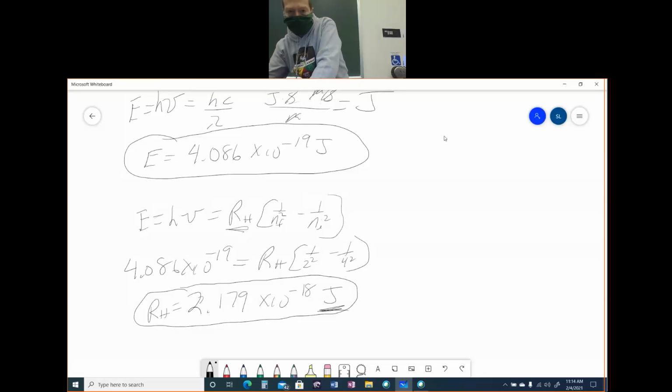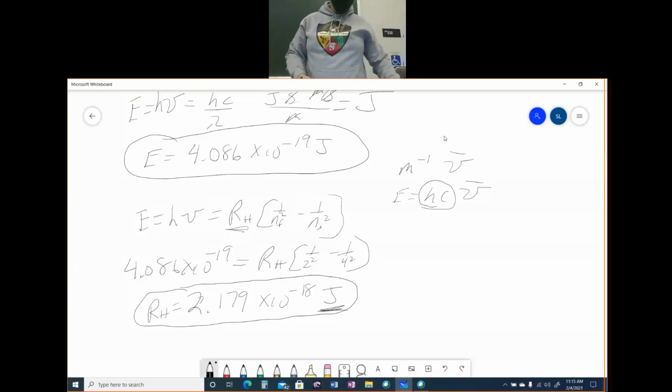they are related because meters to the minus 1 is nu bar, and so your E is equal to hc nu bar. All right, and so they are directly proportional because a constant times a constant is another constant, and so your energy and your wave number are directly proportional. The higher the wave number, the higher the energy.